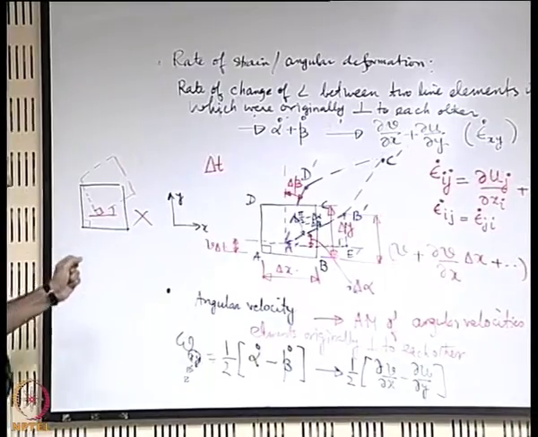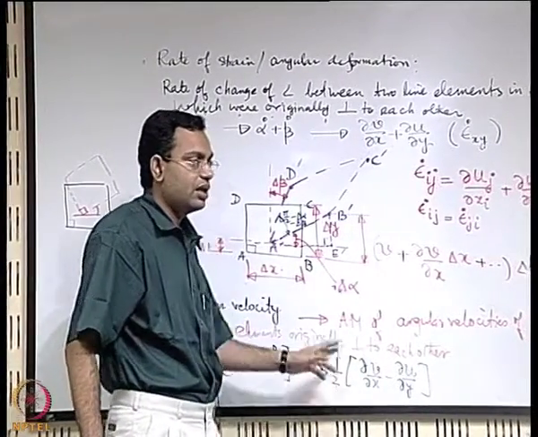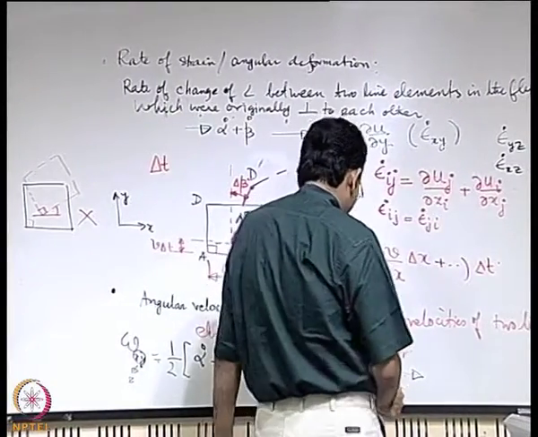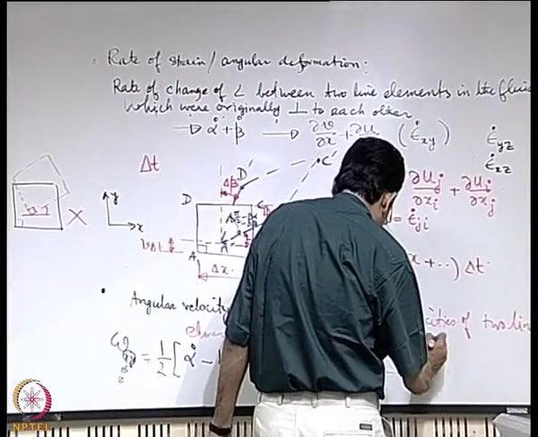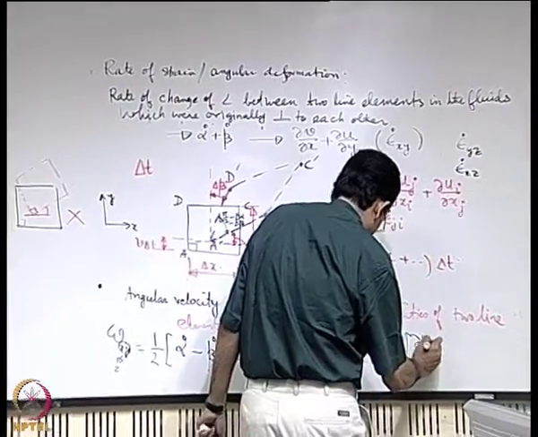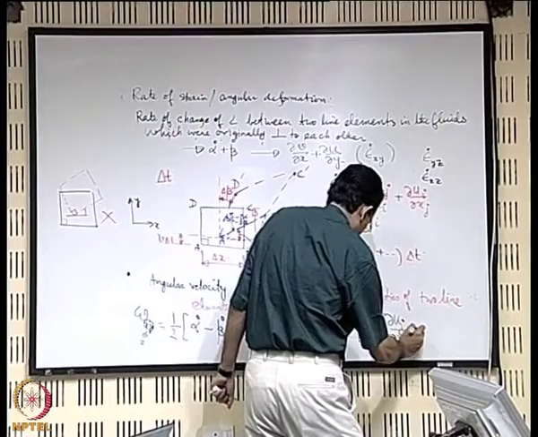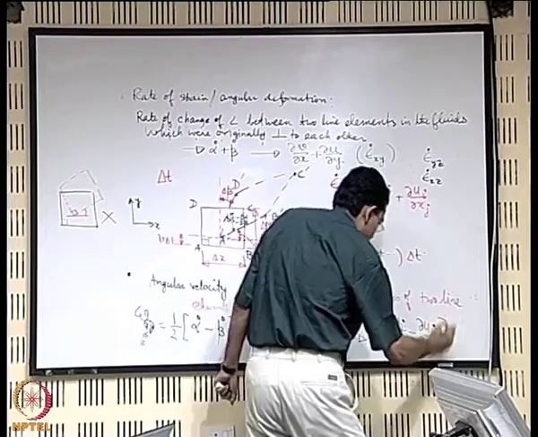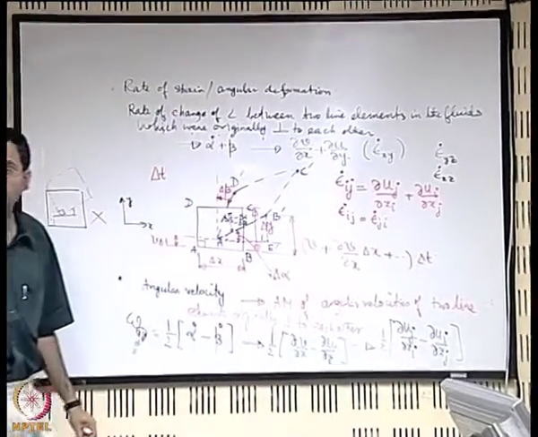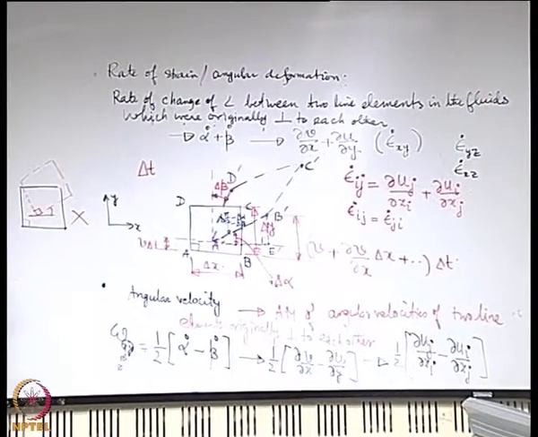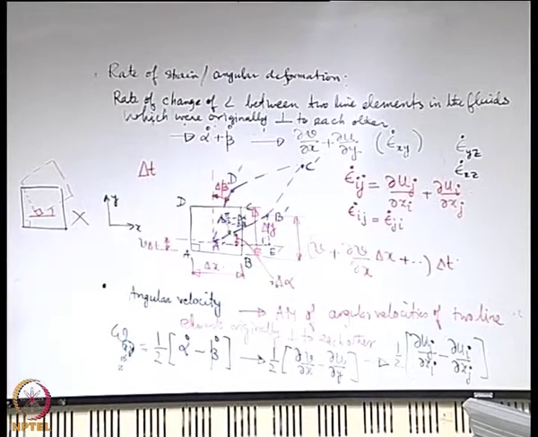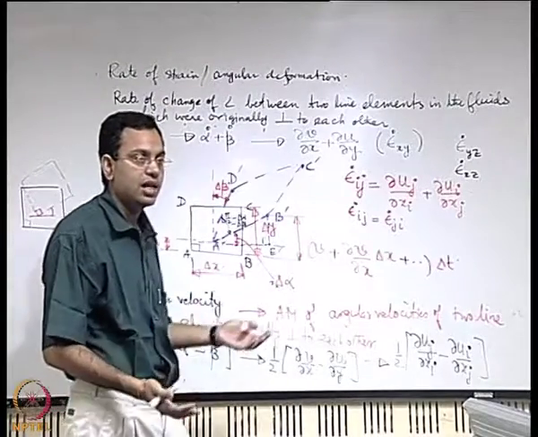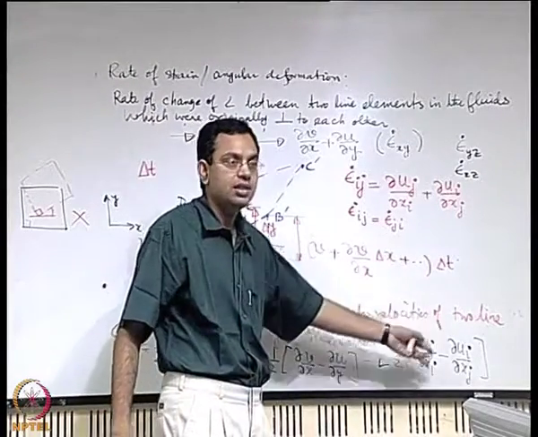Now what we can see is this also we may write in terms of an index notation. How is it possible? You can write this as half of this one. You can write similar components of rotation in the other planes. So this is rotation with respect to the z axis, you can have rotation with respect to the x axis, y axis, and similar such terms will be there.